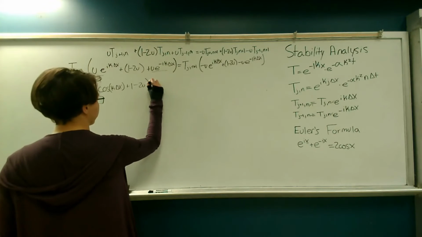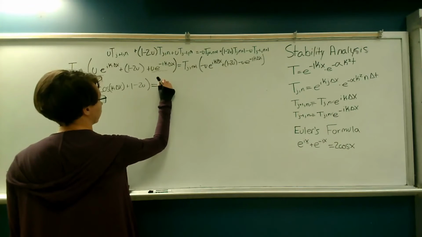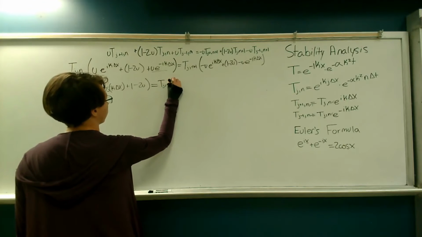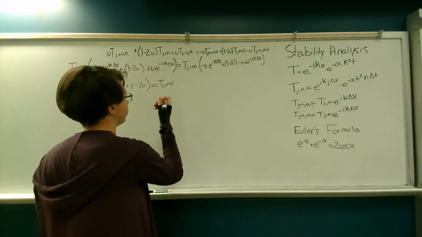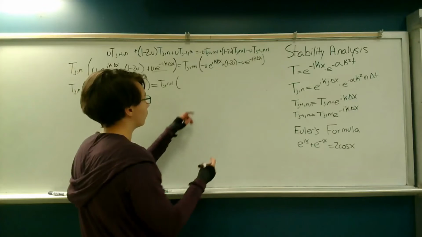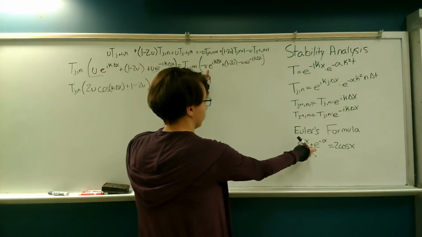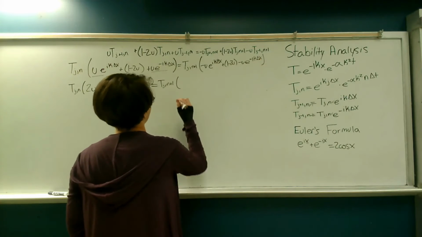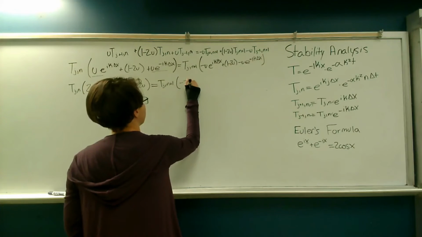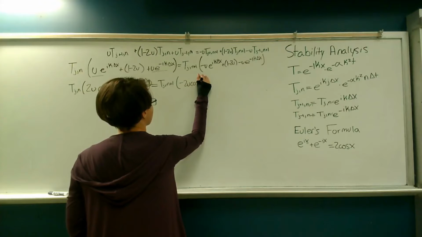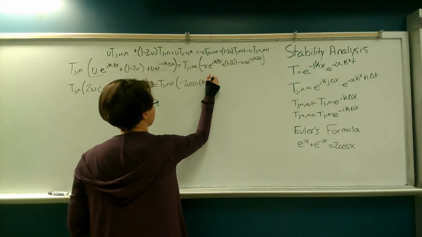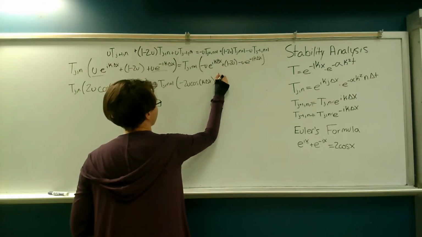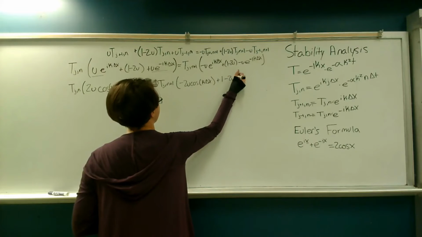Okay, and then we can do the same thing with the other side, where you have t at j at n plus 1. So once again, these two terms can be used with Euler's formula because we have the positive exponent and the negative exponent. So we have negative 2u cosine of k delta x, and then plus 1 minus 2u.